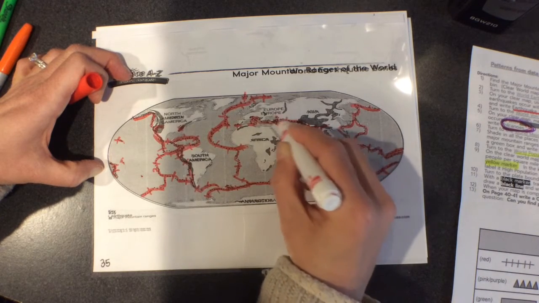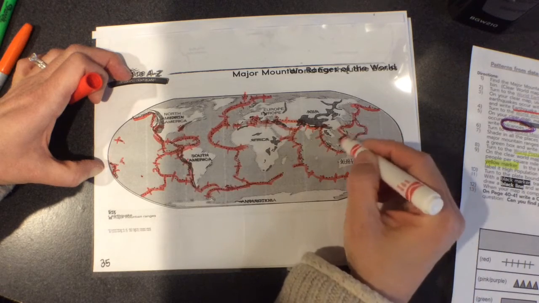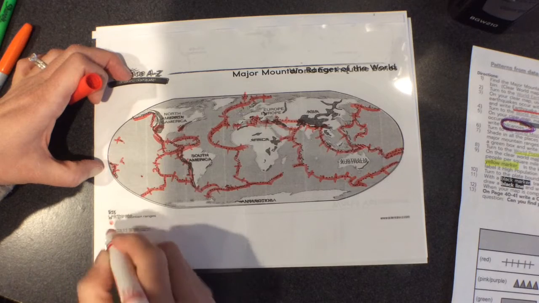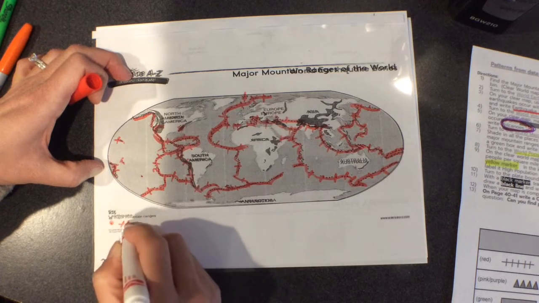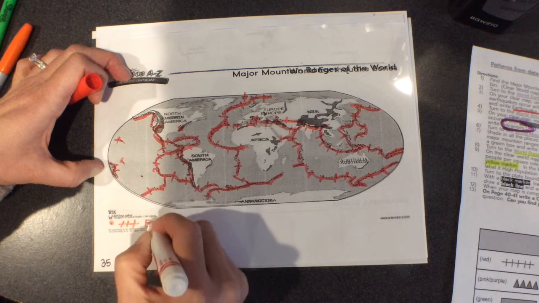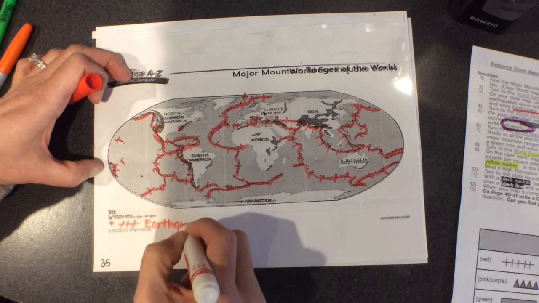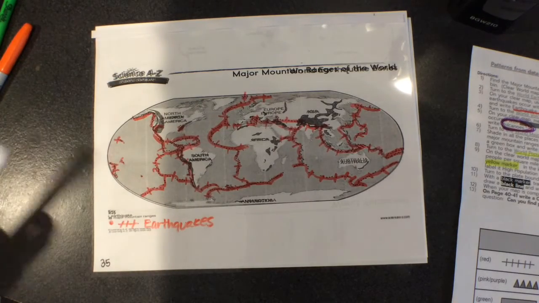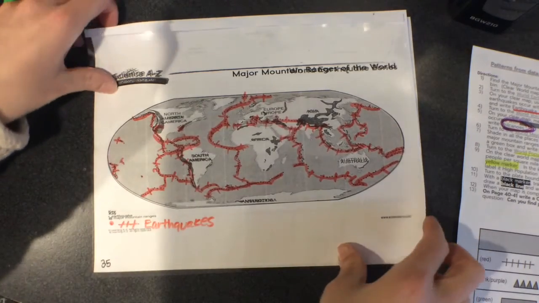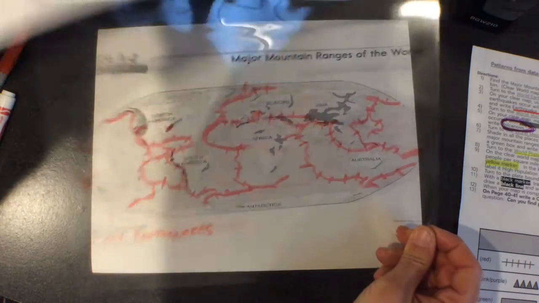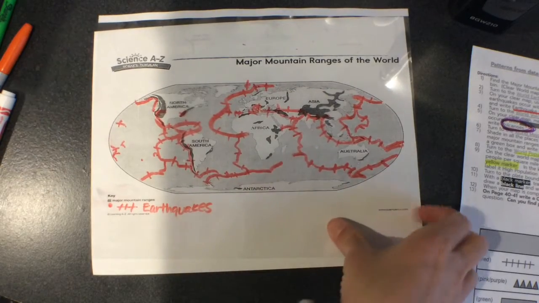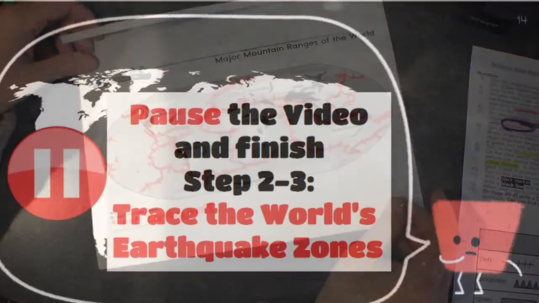And then I am going to fill out my key on the side, and I'm going to make some dashed lines and remind myself that the dashed lines are earthquakes. So if I pick up my earthquake page and remove it, I can see on my transparency sheet where all of those earthquakes occur.